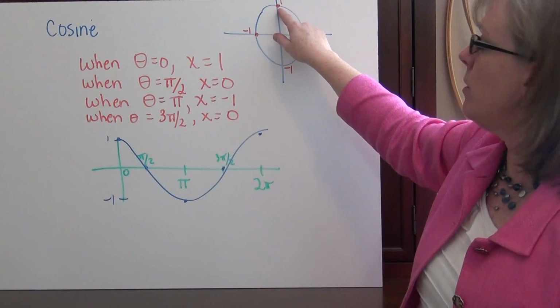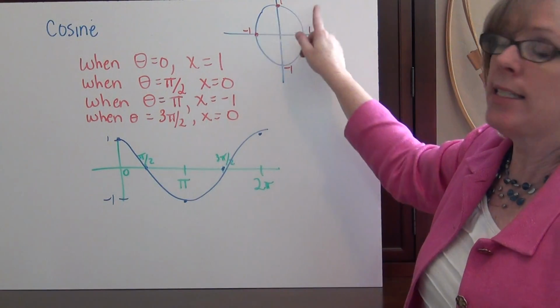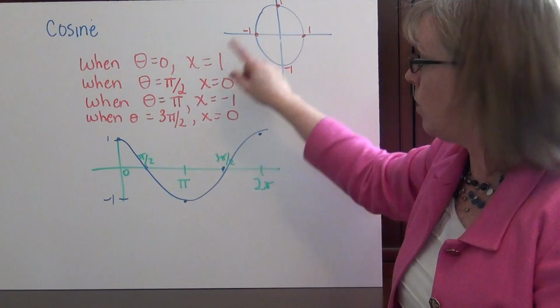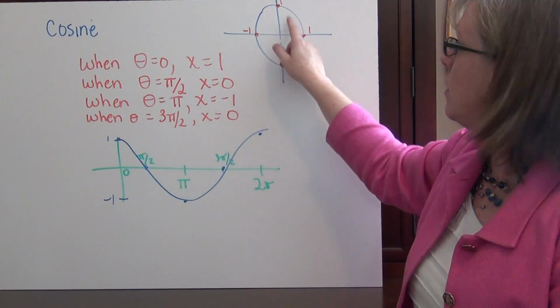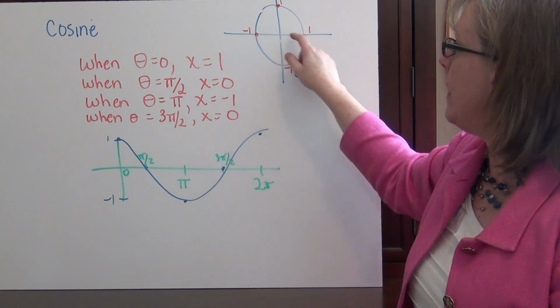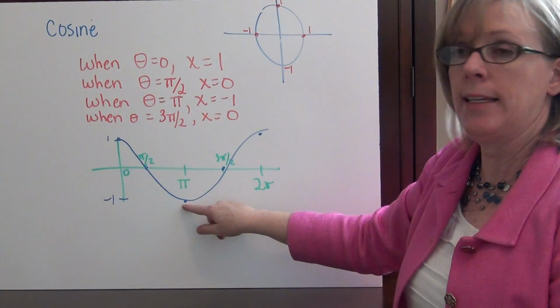And then it comes up here to pi over 2. And now my x, I have no side-to-side movement at all. So that equals 0. And now here I am at 0. When I come over here to pi, halfway around my circle, now my x is at its lowest, -1. And here it is at -1.